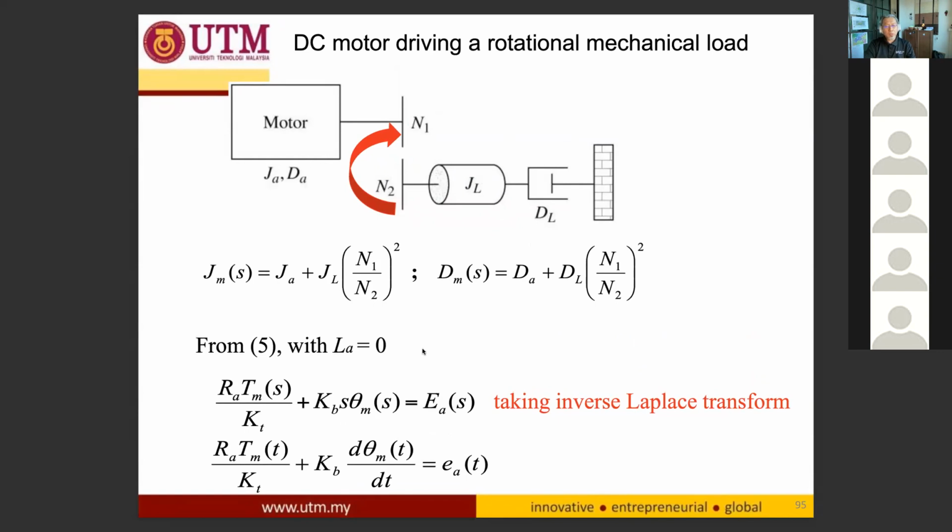Since we ignore the value of inductance La, we can take the Laplace transform of the equations, which is shown here. The time domain equation is this one, which is equivalent to the s domain. So this one is the t domain, and this one is the s domain, or we can say the frequency domain. We apply Laplace.